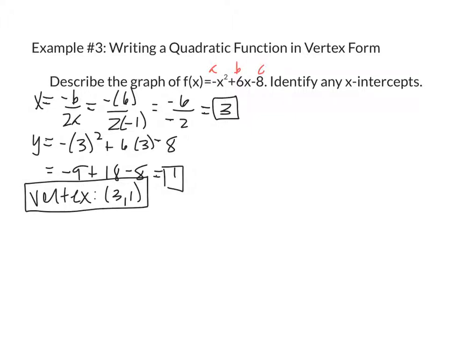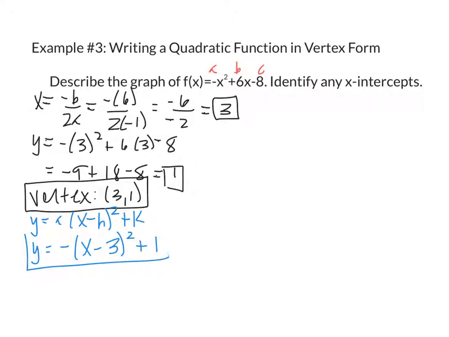Perfect. Now to write it in vertex form, remember we're going to use y equals a times (x minus h) squared plus k. So that's y equals a, which is actually negative 1, so I'm just going to put a negative, parentheses x minus h, which is 3, squared plus k, which would be plus 1. So that is our function.